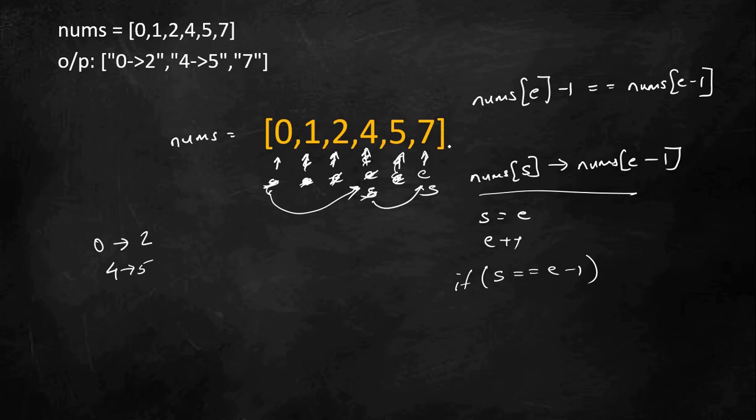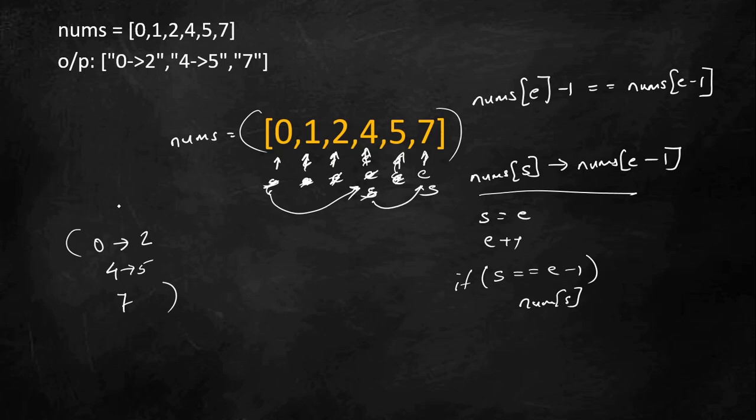So this is after I come out of the loop, right. This will be in a loop. So after I come out of the loop, if s equal to e minus 1, then I can directly add that range, whatever is my current range, that is nums of s, into my list. So nums of s is 7, so I can directly add 7 into my list. So this will be my final list.